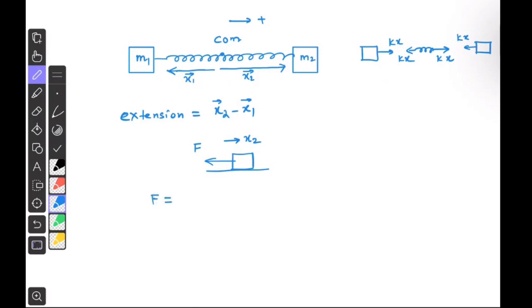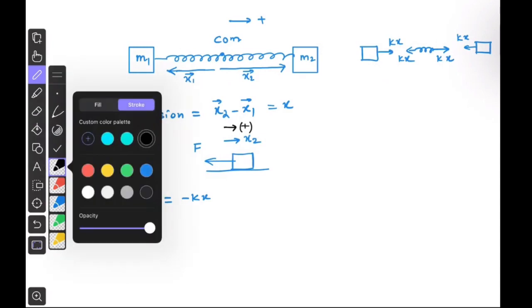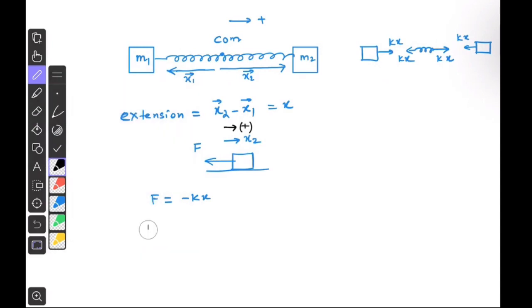So what is the force it is having now? This I am calling x, suppose. It is minus kx if I consider the direction of the displacement x2 given to m2 as positive. And force I can write as mass times acceleration, m2a2, no? m2a2 will be equal to minus kx.